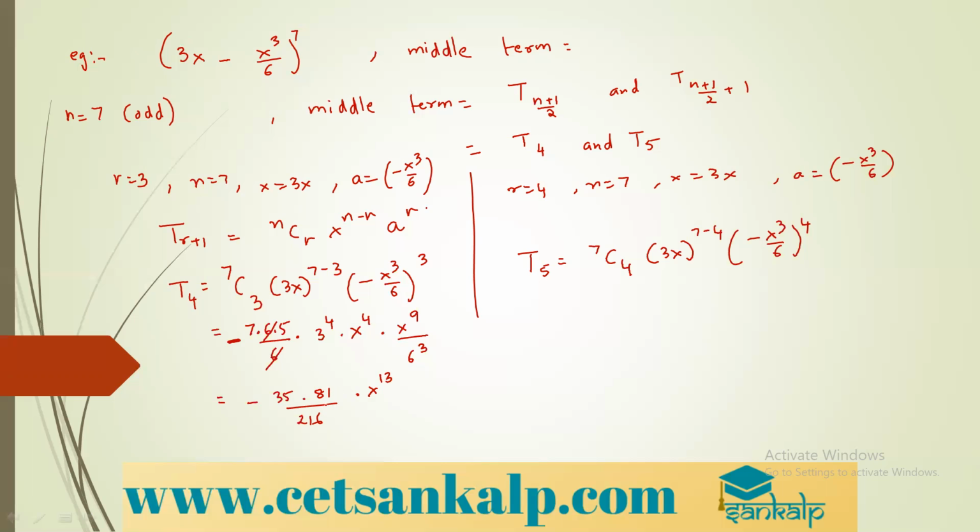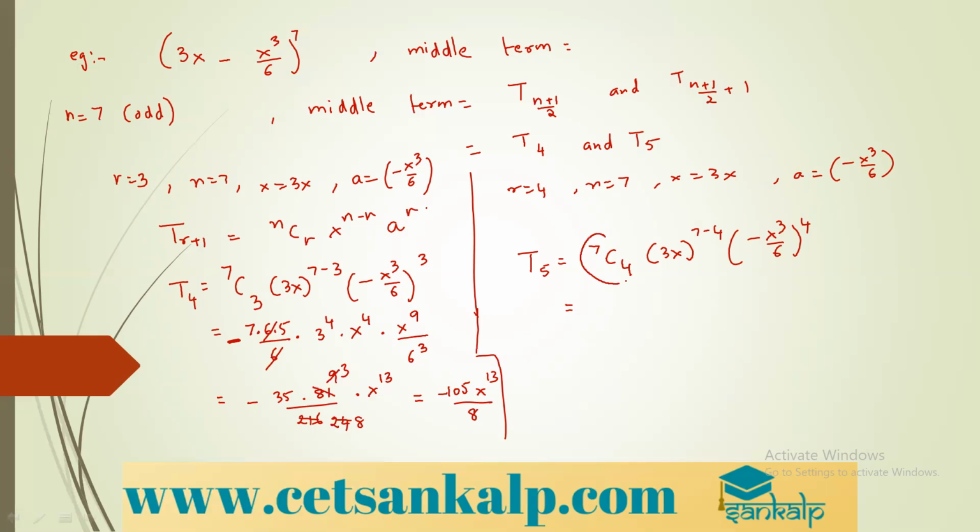So now I can cancel. Suppose I cancel with 9. 9 nines are 81, 9 twos are 18, 9 fours. Now I will cancel with 3. 3 threes, 3 eights. So finally what I have is −105x¹³/8. So this is a middle term. Another middle term I can also find.